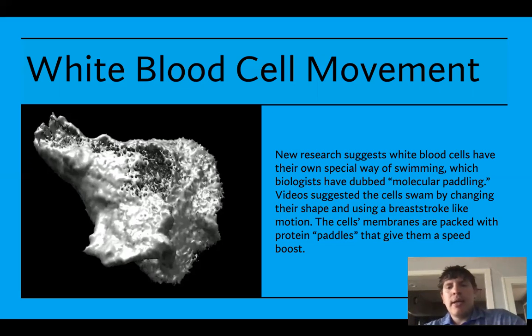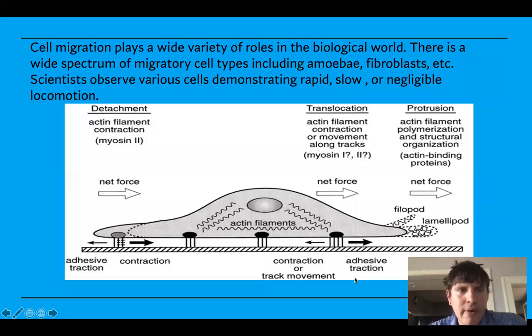Okay. Now, what does this have to do with what we're doing today? Well, there's some talk about cell migration in fibroblasts and demonstrating rapid, slow movement here. And again, we're talking about this sort of protein movement here where it kind of moves out and kind of moves back and forth, that sort of thing.